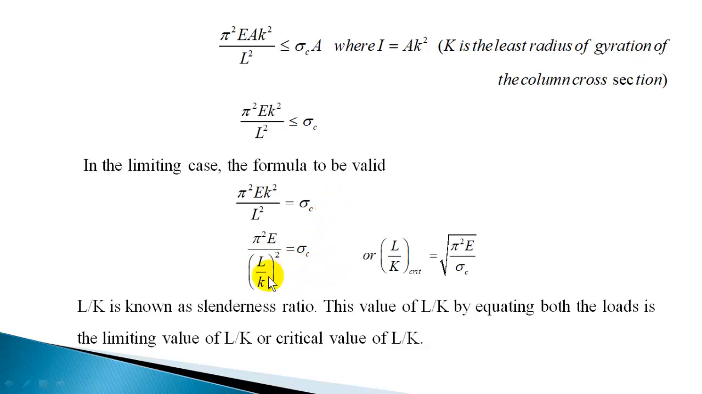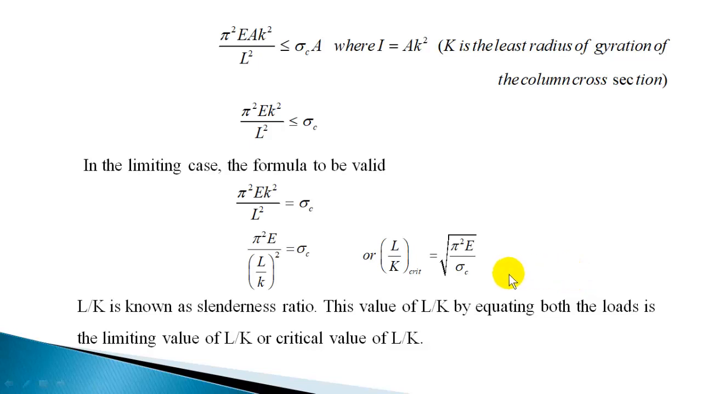So L by K cannot decrease below this critical value. L by K of the given column cannot go below this critical value. If it's below the critical value, Euler's formula will not be valid, and you can classify the column as a short column. Whereas if the L by K of the given column, based on its physical dimensions and made out of this material, is more than the critical value, then the left hand side will decrease and Euler's formula will be valid, and you can classify it as a long column.